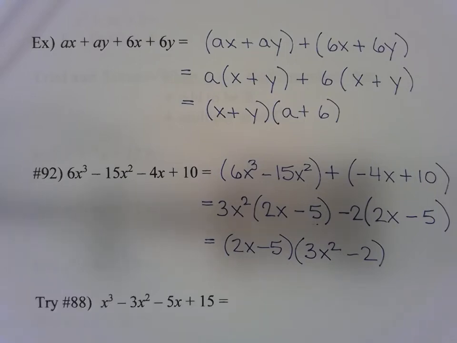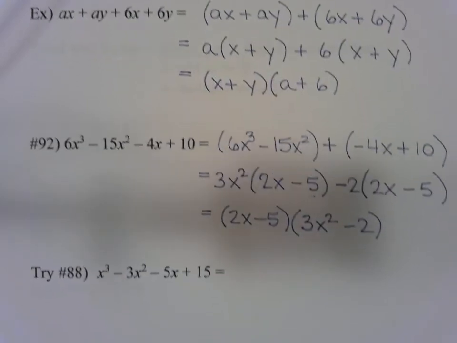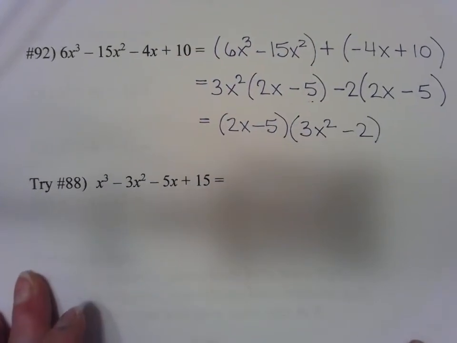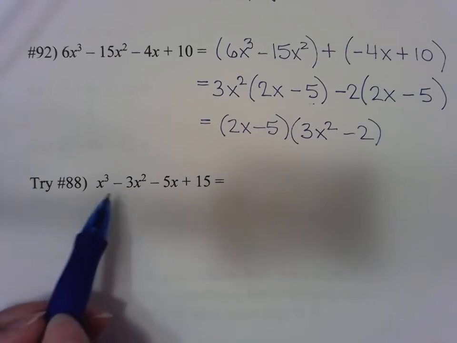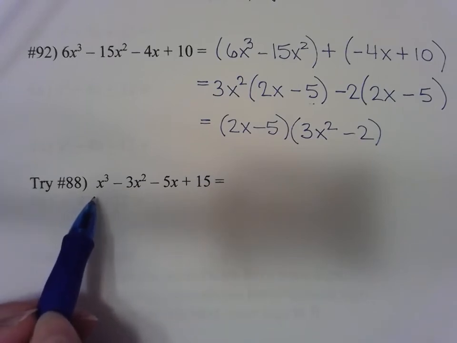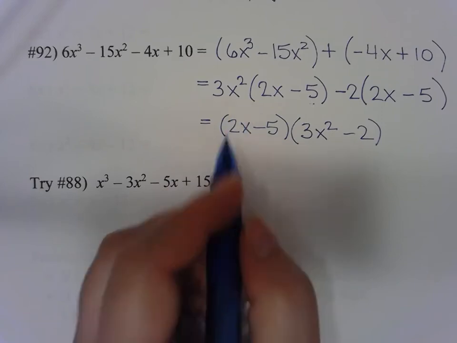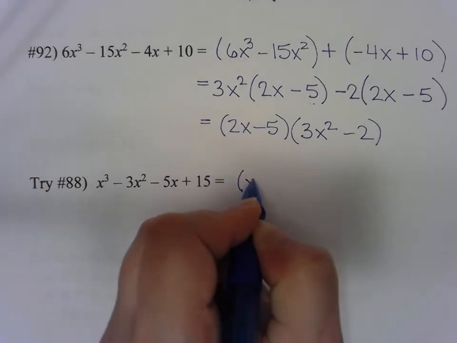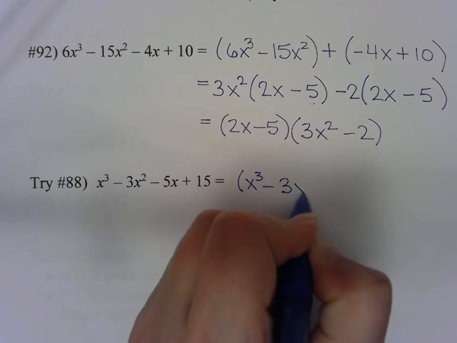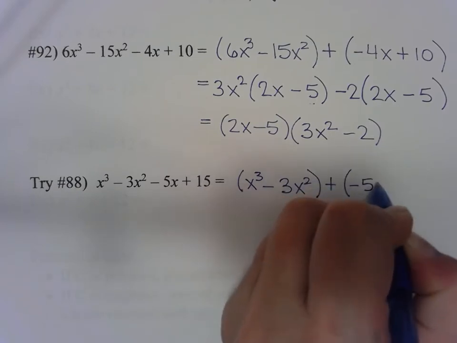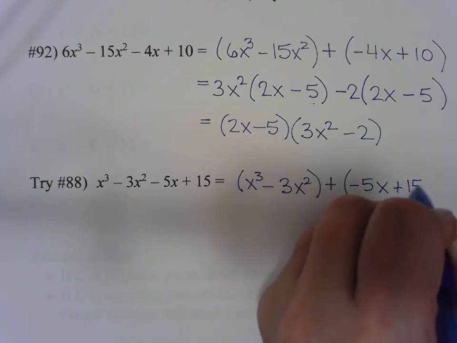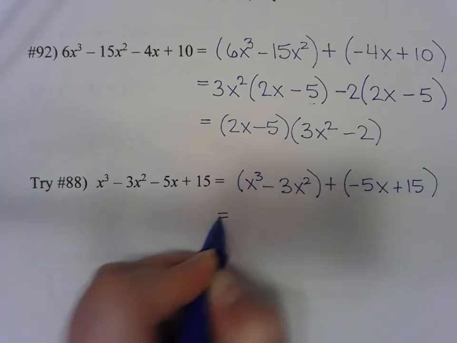I have one more example for this. If you want to, take a second, pause the video, and see if you can work this out on your own. Okay, once you've come back, I'm going to work this one out just like we did the one above. So I'm going to pair them up. I'm going to put a plus in the middle and shuffle the negative into the second pair.